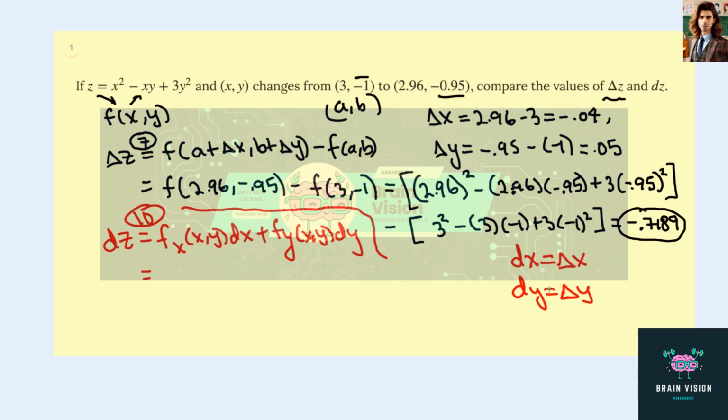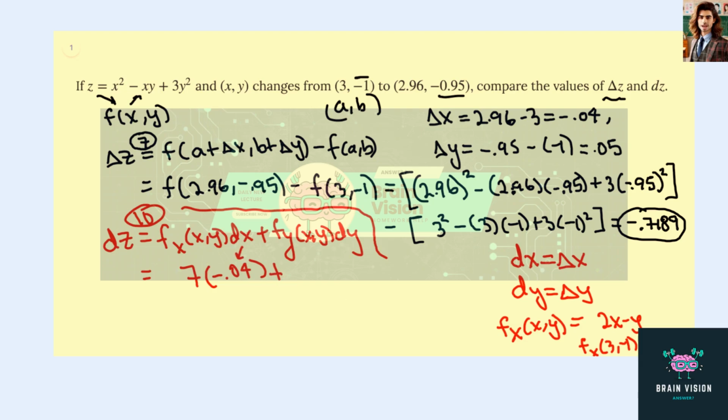We'll need partial derivatives here, fx. Use the power rule: you have 2x minus y. Then you plug in the point 3, minus 1. That gives you 6 minus negative 1, which is 7. Then multiply that by delta x, negative 0.04.